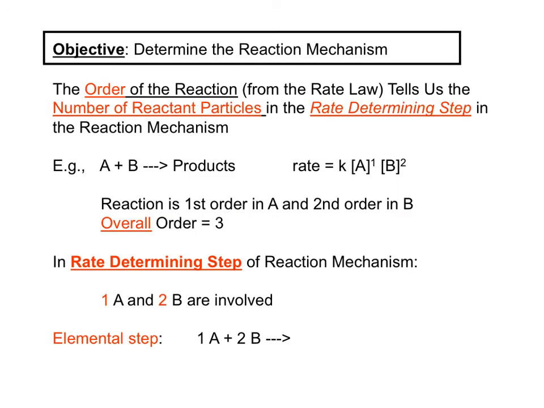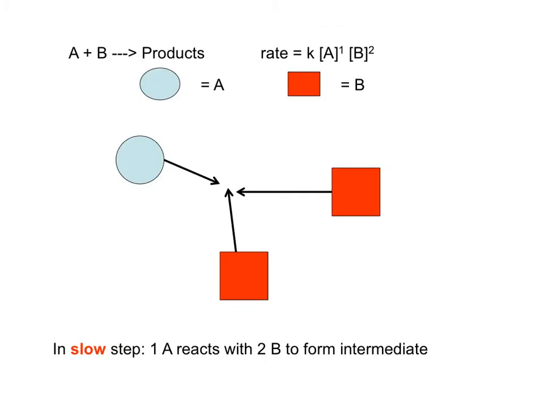Here's an example. Let's say A reacts with B to form products. Experiments show that the reaction is first order with respect to A and second order with respect to B. This means 1 particle of A and 2 particles of B are involved in the rate determining step. This also means the overall order of the reaction is third order. So in a hypothetical reaction, A plus B going to products, 1 particle of A has to collide with 2 particles of B for this reaction to occur.